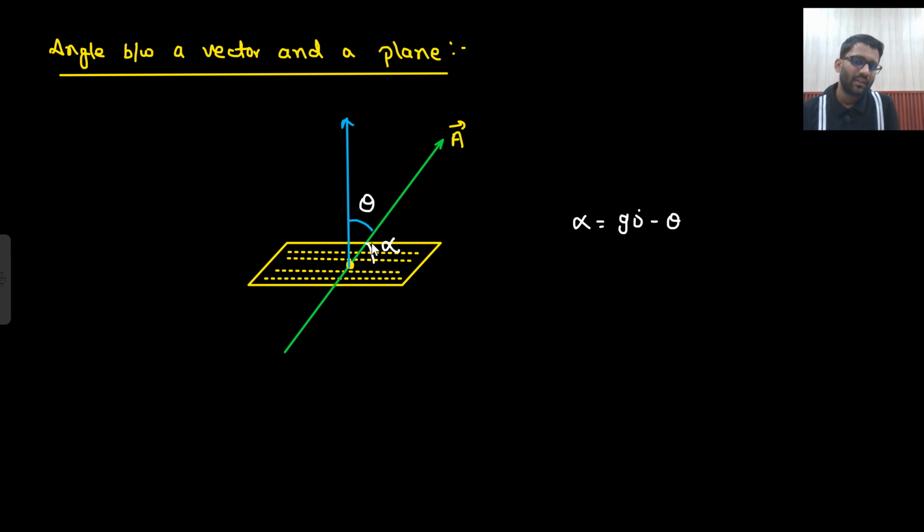Just take this example. If I have found this angle, then what will this angle be? 180 minus alpha. What will this angle be? 180 minus alpha. And what will this angle be? Alpha. So there are only two possible answers, alpha and 180 minus alpha. In this picture it is more clear, but here it is not clear.